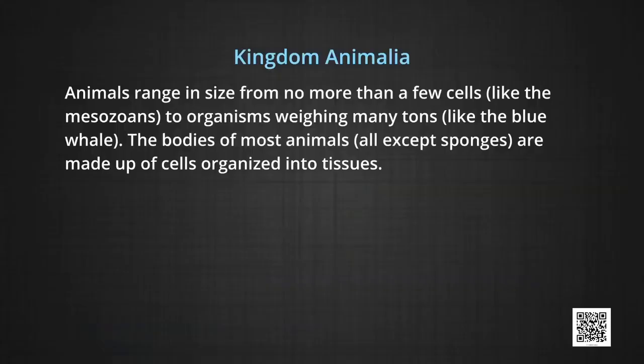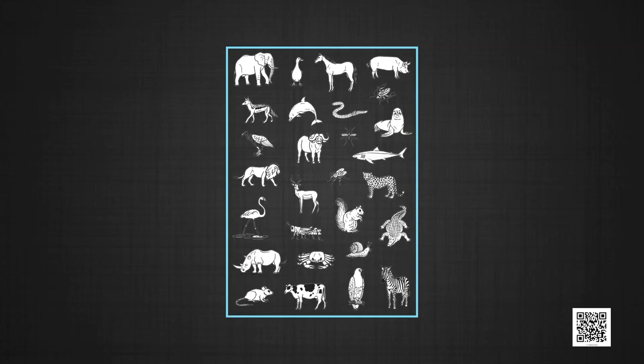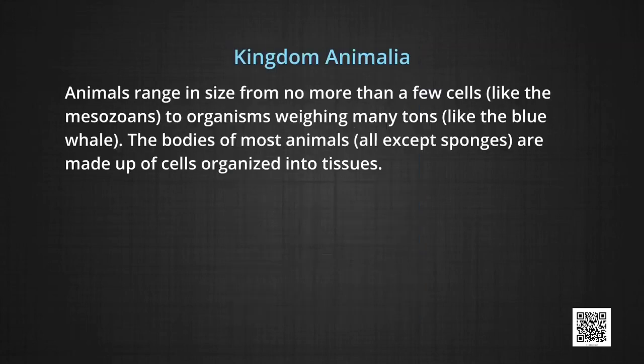Nutrition in animals is heterotrophic, and some forms are parasitic in nature, like tapeworm and roundworms. Most animals inhabit the seas, with fewer in fresh water and even fewer on land. Animal cells are held together by structural proteins such as collagen. Animals range in size from a few cells, like the mesozoans, to organisms weighing many tons, like the blue whale. The bodies of most animals, all except sponges, are made up of cells organized into tissues.